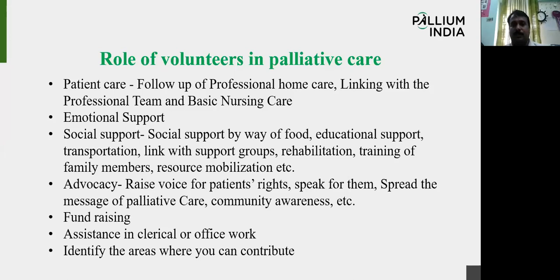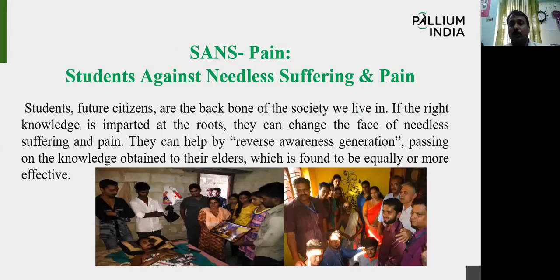Another concept which we use for engaging youth, the community, or the students for this activity is Sans Pain. Sans means without, creating a community without pain, student sickness, needless suffering and pain. The students are engaging in different ways to wipe out the pain or suffering of fellow beings in their community by their talents, by their different involvement, by their social visits.